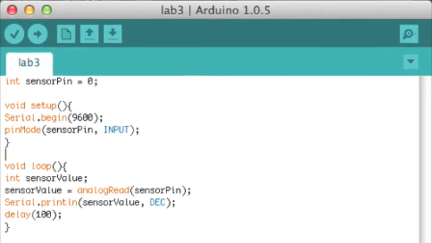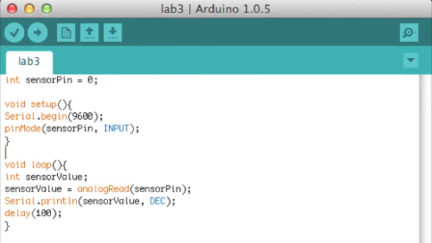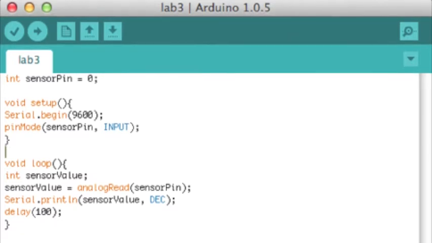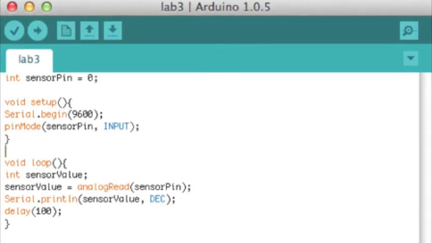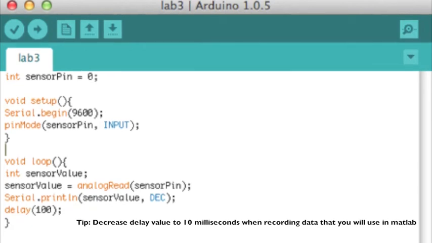The Arduino code declares one integer sensor pin, which denotes the pin that connects the Arduino to the accelerometer. In the setup, serial begin sets the data acquisition sample rate, and pin mode sets the sensor pin as the input. In the loop, analog read reads the value from the sensor pin, and serial print prints that value to the serial monitor. Delay determines the rate at which this data is printed to the monitor, and you can increase resolution by decreasing the delay value.